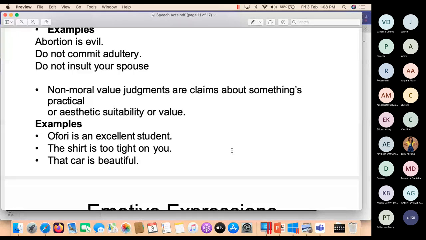So for example, Ofori is an excellent student. That's a non-moral value judgment. The shirt is too tight on you. Being too tight means that it is not serving its practical purpose well. So being too tight has to do with practical value. That car is beautiful. So that's about aesthetic value.